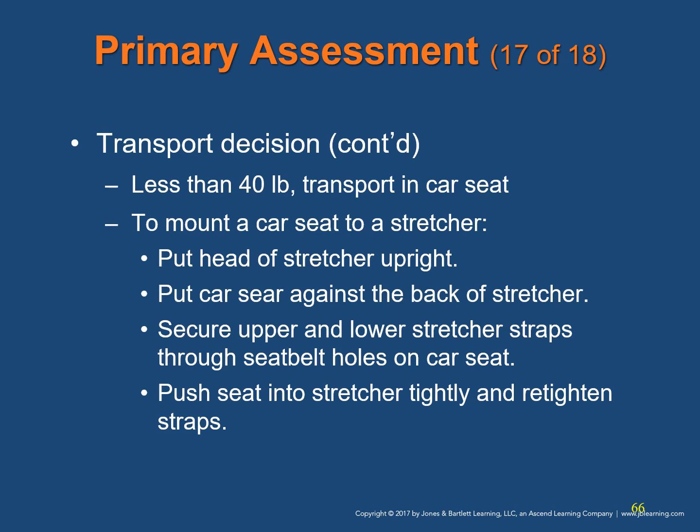Pediatric patients weighing less than 40 pounds who do not require spinal immobilization should be transported in a car seat. A seat should be chosen to fit appropriate weight of the pediatric patient. To mount the car seat to the stretcher, place the head of the stretcher in the upright position. Place the seat so it is against the back of the stretcher. Secure one of the stretcher straps in the upper portion of the stretcher through the seatbelt positions in the car seat and strap it tightly to the stretcher. Repeat on the lower portion of the stretcher. Push the car seat into the stretcher tightly and retighten the straps.